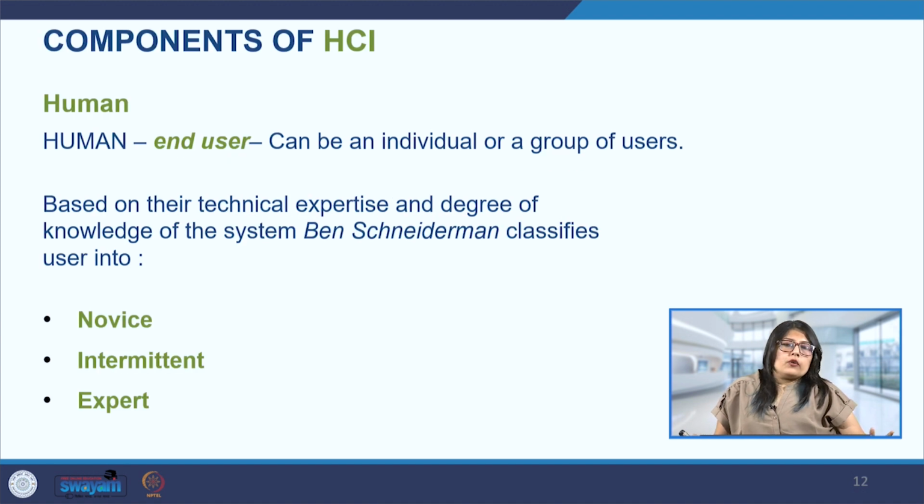So, continuing in components of HCI, we will look at the human aspect, the human component, who is the end user. This end user can be one person, one individual user, or also it can be a group of users. Understanding the different types of users is crucial for designing interfaces that cater to their varying needs, skills, and experiences. And we can generally categorize the users in terms of these three categories: novice, intermittent, and the expert user.